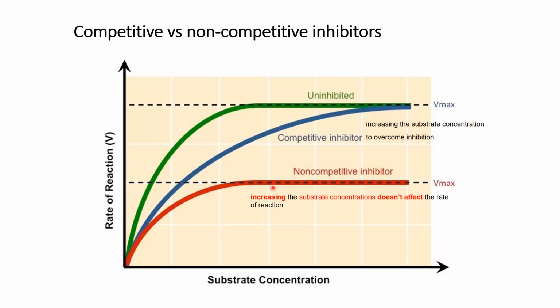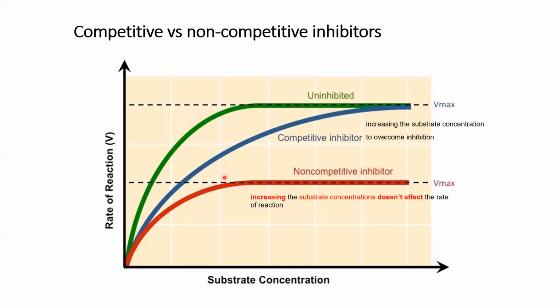But the red graph shows you the rate of reaction in the presence of non-competitive inhibitors. The rate of reaction slows down and stops. There is no effect of adding more substrate, because the inhibitor just binds to the allosteric site and no substrate can bind to the active site. So there is no point in adding more substrate. That is the red graph, non-competitive inhibitors.